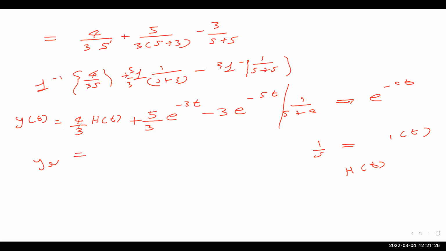Simply y_ss is the coefficient of the Heaviside unit step. If you simplify, 4 divided by 3 is around 1.33. So here you got that. Our first part is complete. Part A is complete, so we go to part B here.